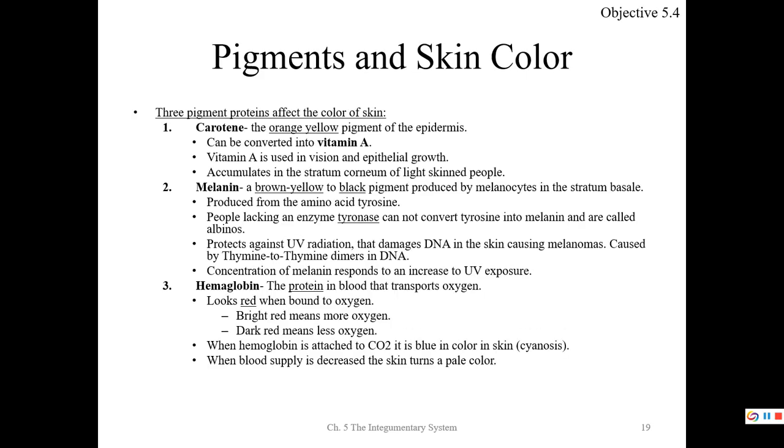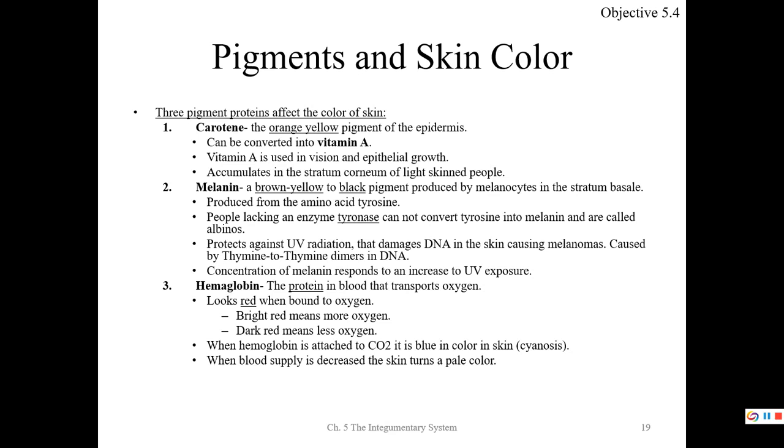Okay. Now, how do we get our skin color? Well, there are three major skin pigments. One has to do with blood, and the other two are in the skin. There's carotene, which is the orange-yellow pigment in the epidermis. It can get turned into vitamin A, which can be used for vision or used in epithelial growth. It accumulates in light-skinned people. This is why some of us look more peachy colored.